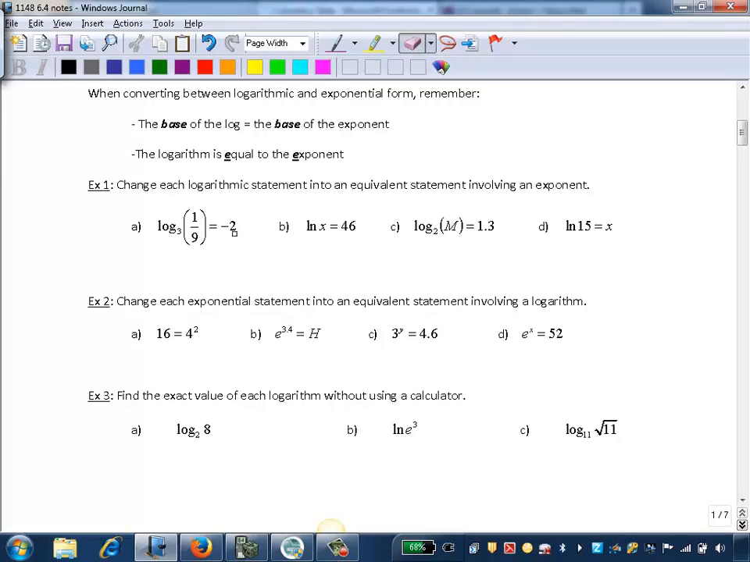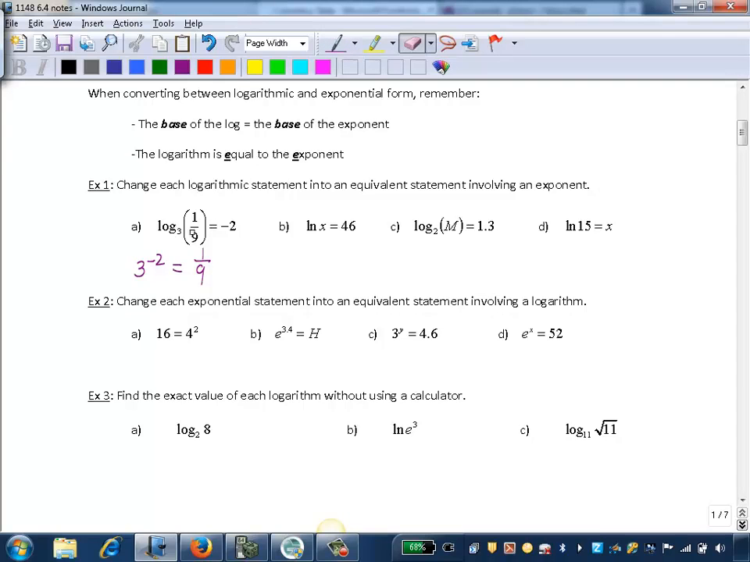So first let's practice reading this. In part A, we have log base 3 of 1/9 equals -2. So our base is 3, and our argument, the thing we're taking log of, is 1/9. So up here we said the base of the log is going to equal the base of the exponent. So I've got a base of 3 here. So then when I write my equivalent exponential statement, the base is going to be 3. Remember, the logarithm is always equal to the exponent. So this -2 is going to be the exponent on that base. And then you set that equal to the argument of 1/9.